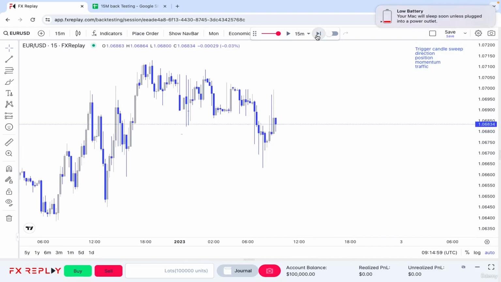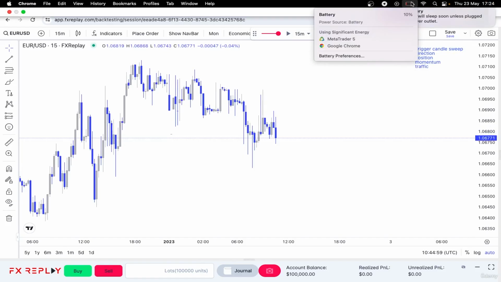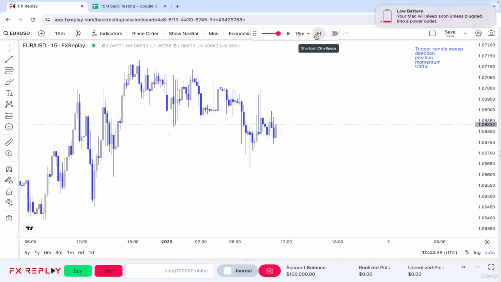I probably need to plug my battery in my Mac because it is on 10%. Should be fine for a little bit.